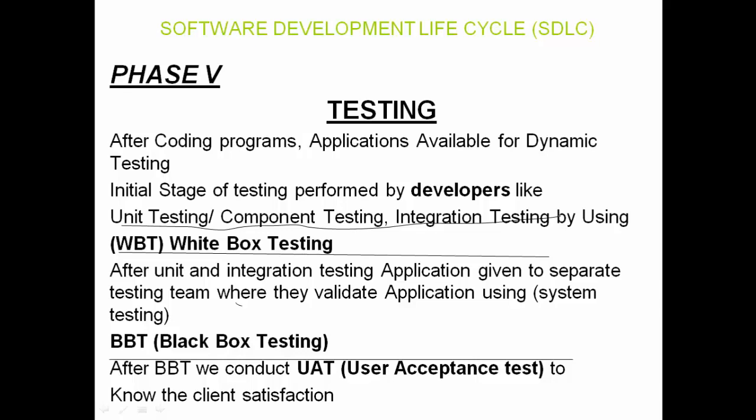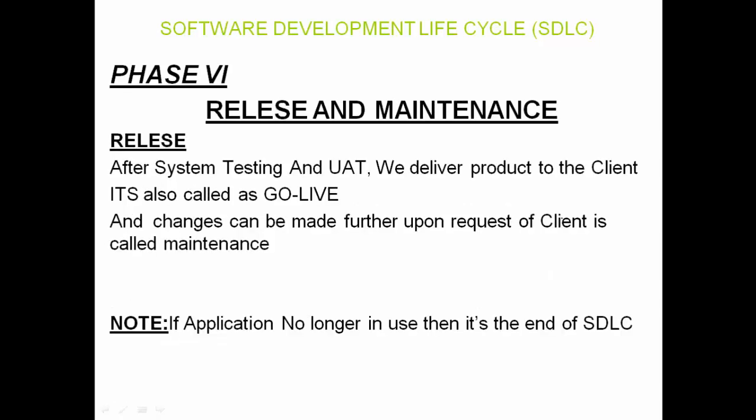So once white box is done, black box is done, and user acceptance is done, if everything is fine, then we are going to release to the client. This we call a live application. Once system testing and user acceptance testing are done, we deliver it to the client. This we call live, or go live. Whatever changes come once it is live, all the changes come under maintenance. As simple as that.